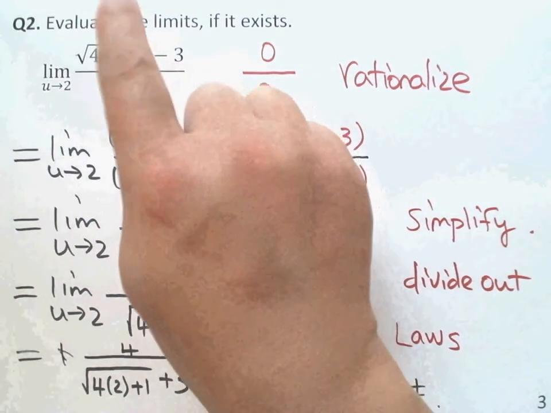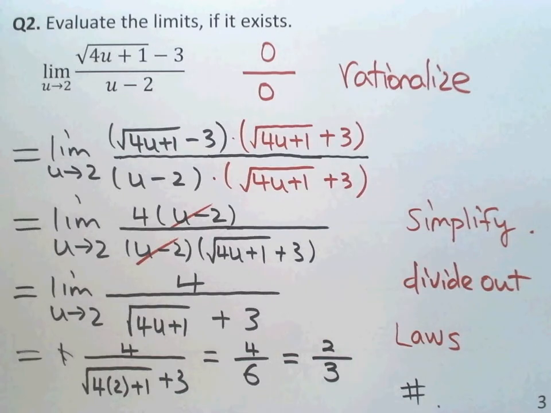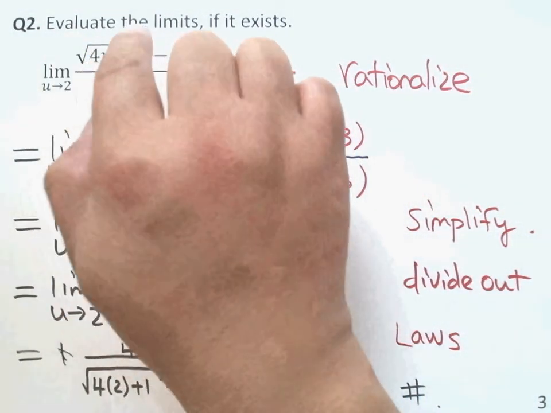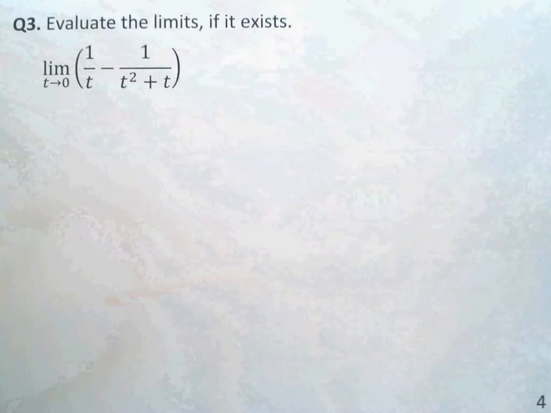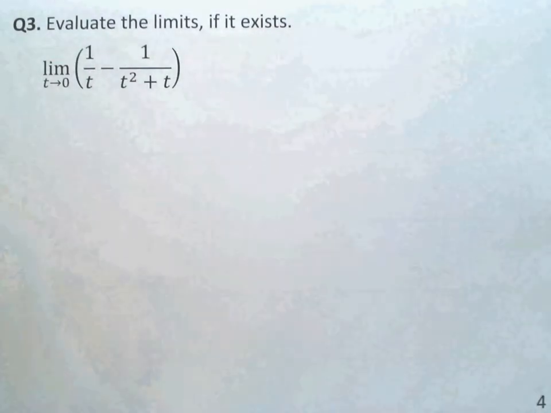And then one more. This is the type where we have an irrational part. So rationalize. No matter whether the irrational part is on the numerator or the denominator, you just rationalize that part.